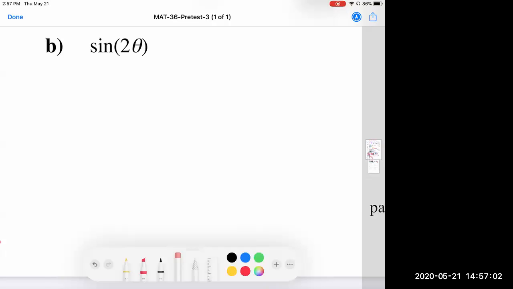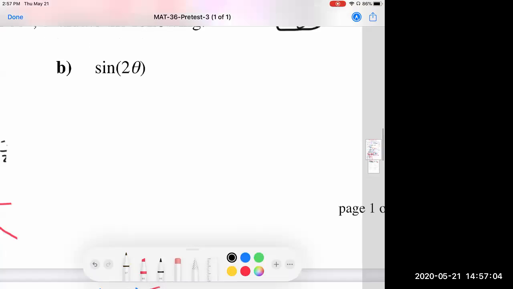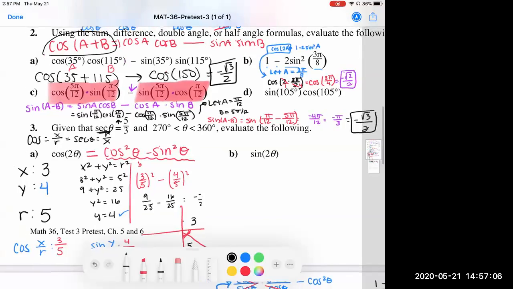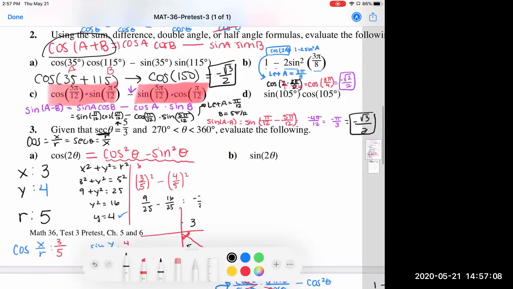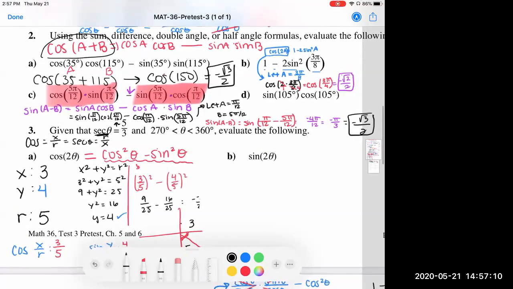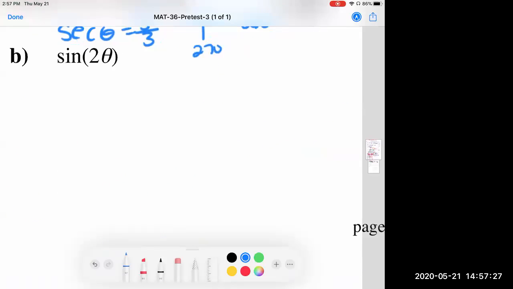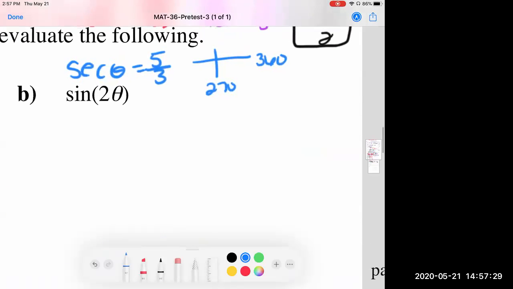All right, let me read the instructions one more time. Our instructions read, given that secant of theta is 5/3, and it's in the fourth quadrant between 270 and 360. Evaluate the following. We want to find sine of 2 theta. And I did put a question like this on your exam.